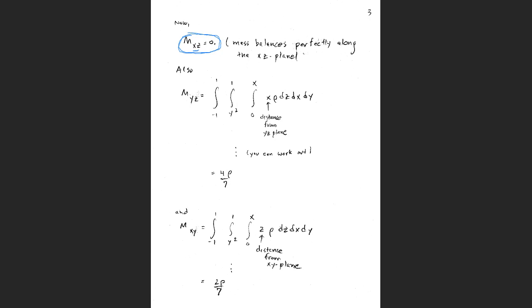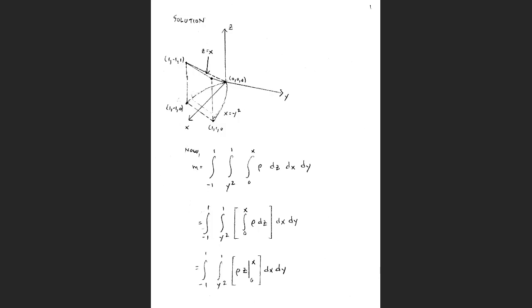So for instance, the moment about the XZ plane is equal to 0. That's because this mass of constant density will balance perfectly along the XZ plane. I'll go back to this page, but if you look at the picture, that solid there, which looks like the front of a vacuum cleaner, balances perfectly along the XZ plane.